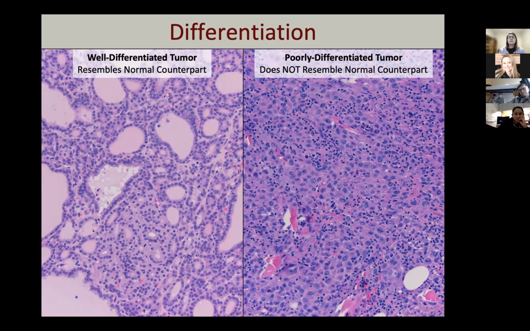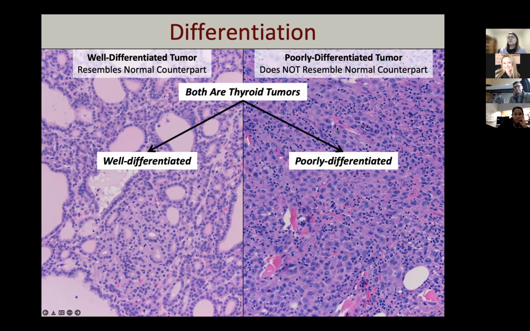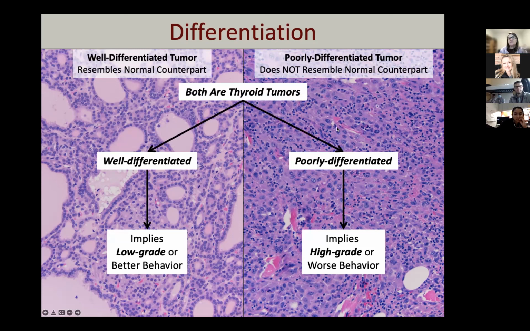Sort of overall, does a tumor resemble its normal counterpart or not? So these are both tumors of the same organ. Does anybody recognize the organ based on the picture on the left? Thyroid. Excellent, thyroid. So this would be a well-differentiated thyroid neoplasm. The one on the right would be a poorly differentiated thyroid neoplasm. Generally, something that is well differentiated implies a lower grade or a better behavior. Something that is poorly differentiated implies a higher grade or a worse behavior, certainly because it's sort of gone off the edge, right? It's gone off the deep end. It no longer looks like its originating state. All right.